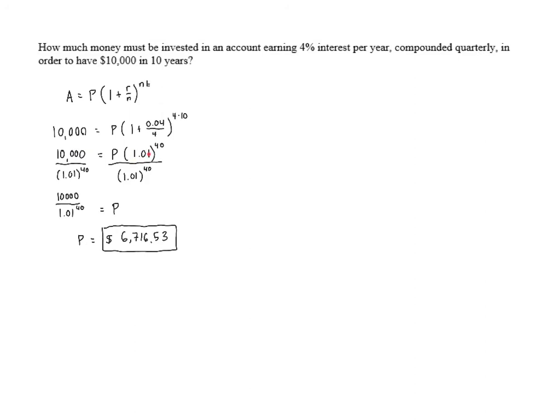And if we had taken 1.01 to the 40th power, we end up with a really, really long decimal number, and we would more or less have to do an approximation there. So it's better to keep exact answers until the very last step.